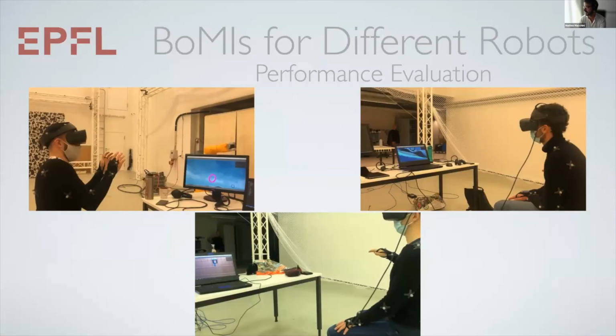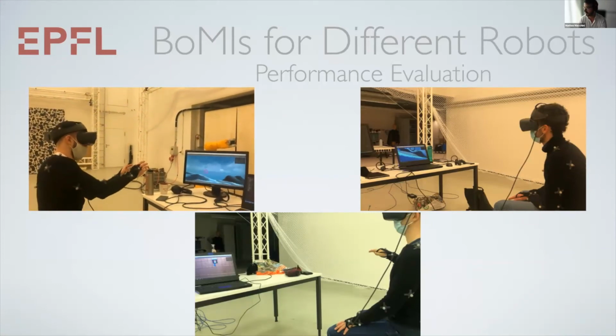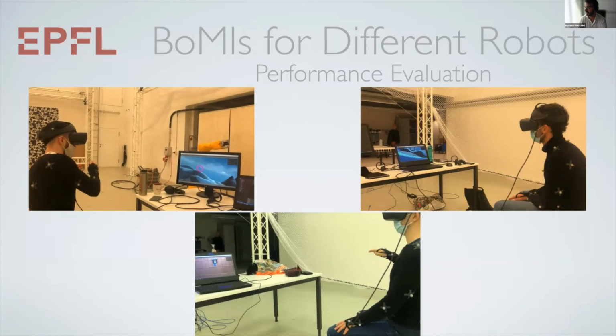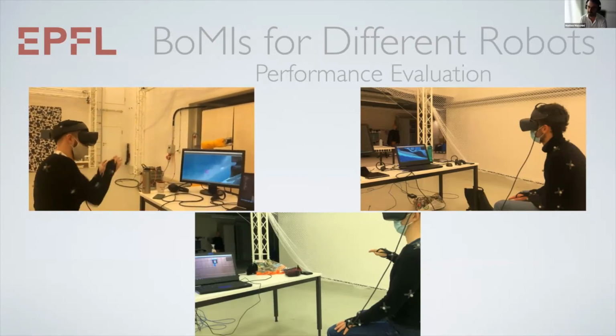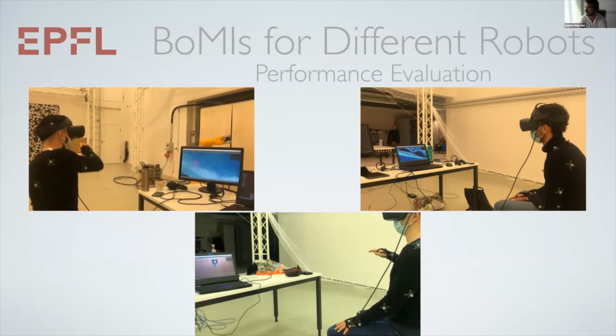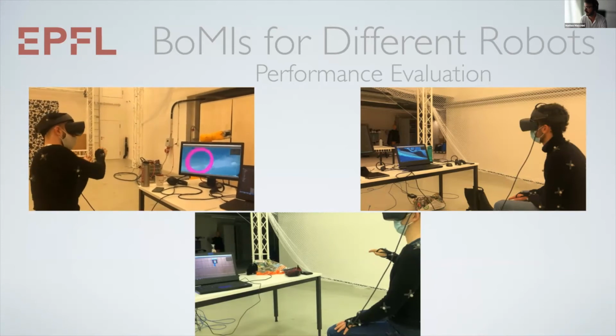So this is how the performance evaluation looked. This is the control of the fixed wing drone. We ask the person to go through waypoints. In this case, they're visualized in a different way, but it's exactly the same task. And this person is moving in a completely different way. We had a lot of subjects, so you see a lot of variability in their motion.